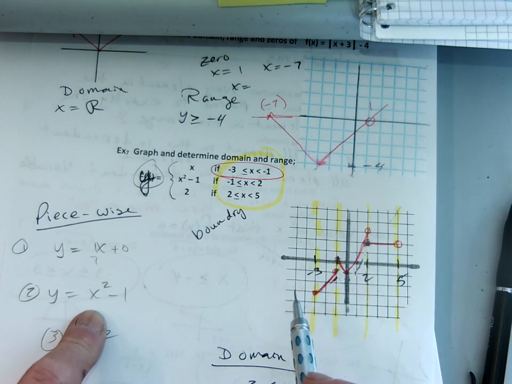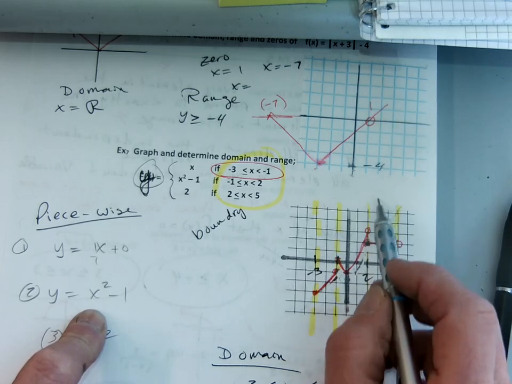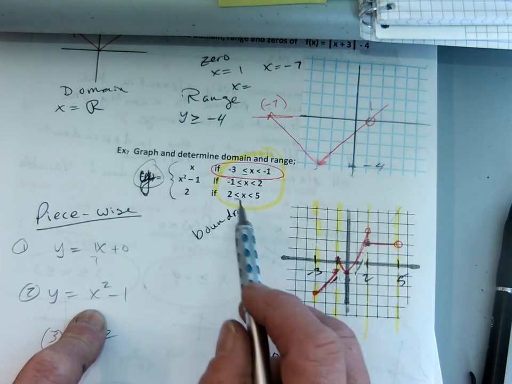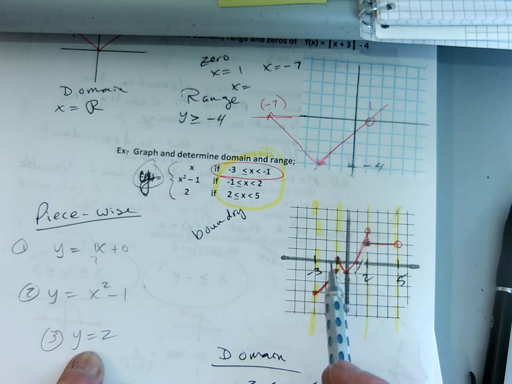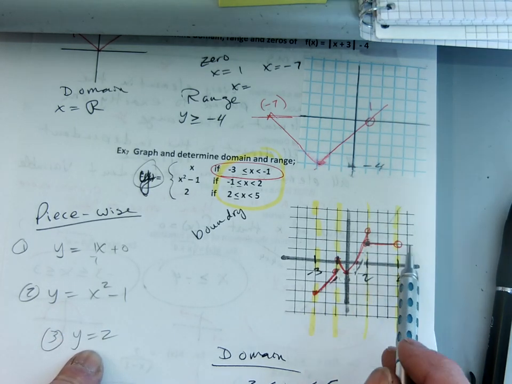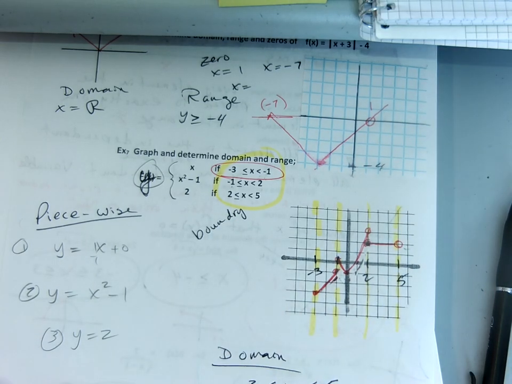Okay. X squared minus 1 is a parabola. And I could graph the entire parabola, but I don't want to. I only want the parabola between -1 and 2. So this part of the parabola, okay? And finally, y equals 2 is straight across at 2. It's a horizontal line, but only between 2 and 5, okay? So there's my piecewise graph.